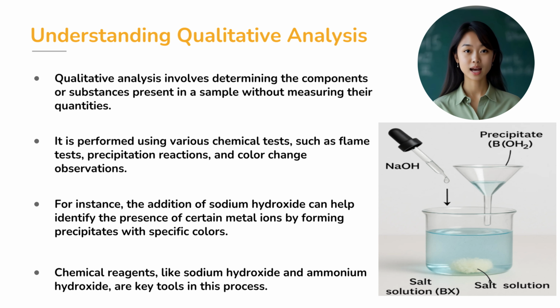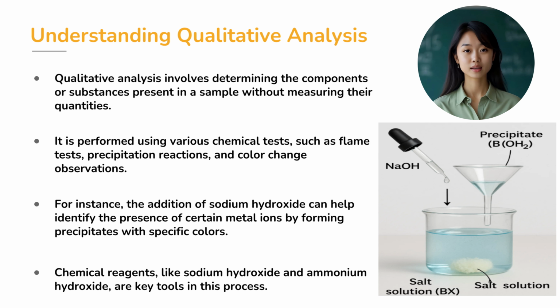Imagine you're in a chemistry lab trying to figure out what's in an unknown solution. This is where qualitative analysis comes in. It's all about identifying the substances present without measuring how much of them there are. Think of it like a puzzle where you use clues to piece together the identity of the unknown. One of the most common methods for this is through chemical tests. For example, when we add sodium hydroxide to a solution, we can see the formation of a precipitate. The color and solubility of this precipitate give us clues about the metal ions in the solution.